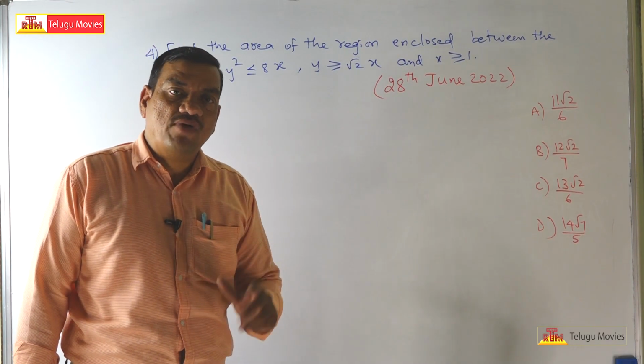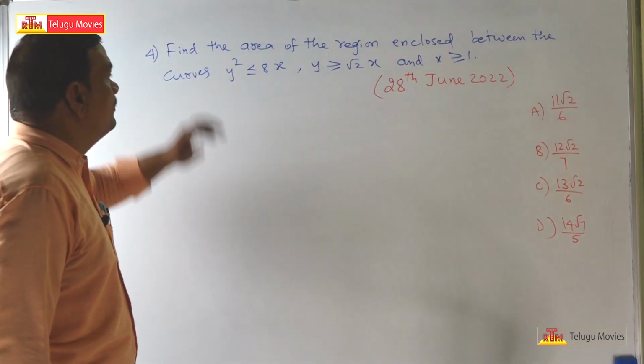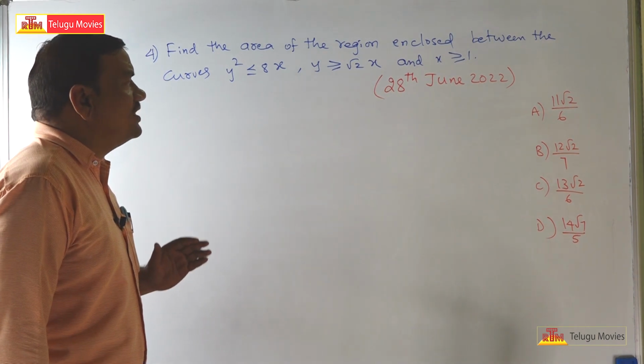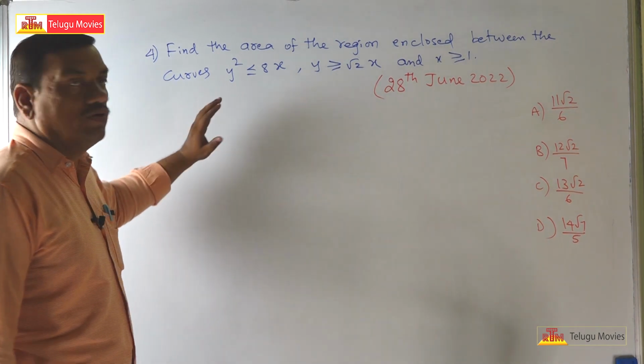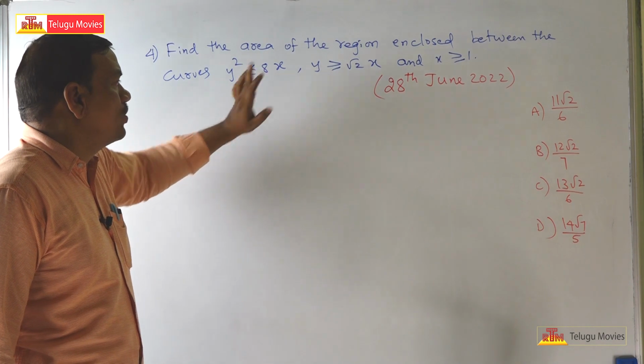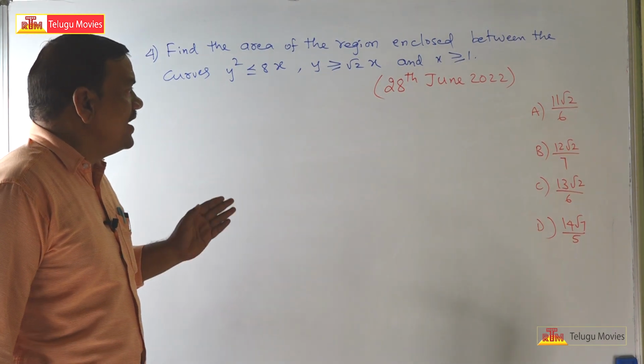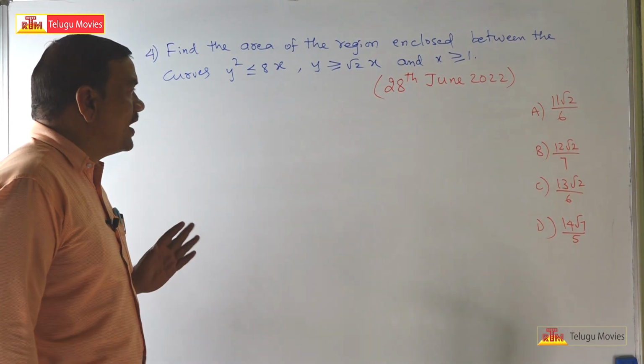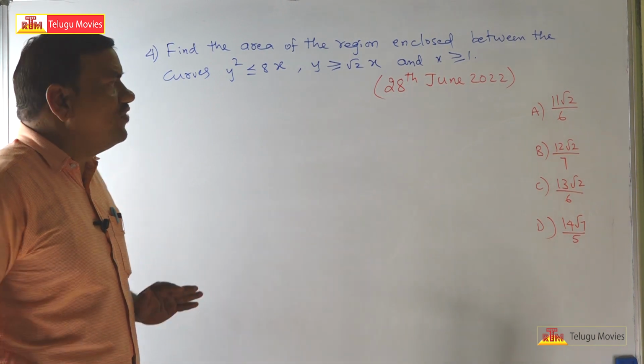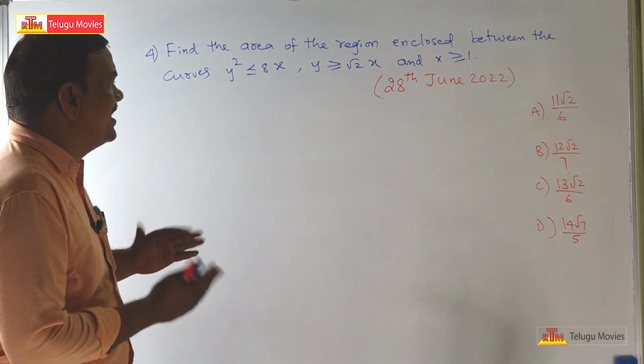Dear students, welcome to the fourth problem. Find the area of the region enclosed between the curves y² ≤ 8x, y ≥ √2x, and x ≥ 1.